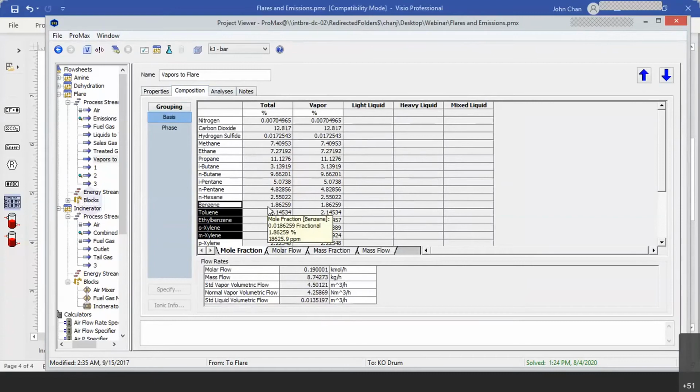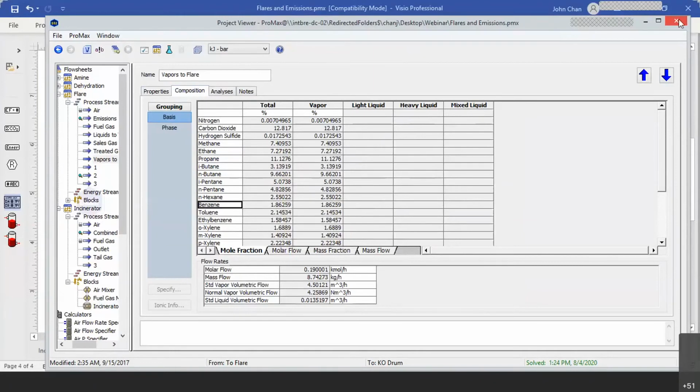So BTEX can actually be present in natural gas streams, and they can be picked up in glycol dehydration and amine sweetening units. Benzene is a known carcinogen, and your BTEX can cause adverse health effects to humans. So they can't simply be released into the atmosphere.